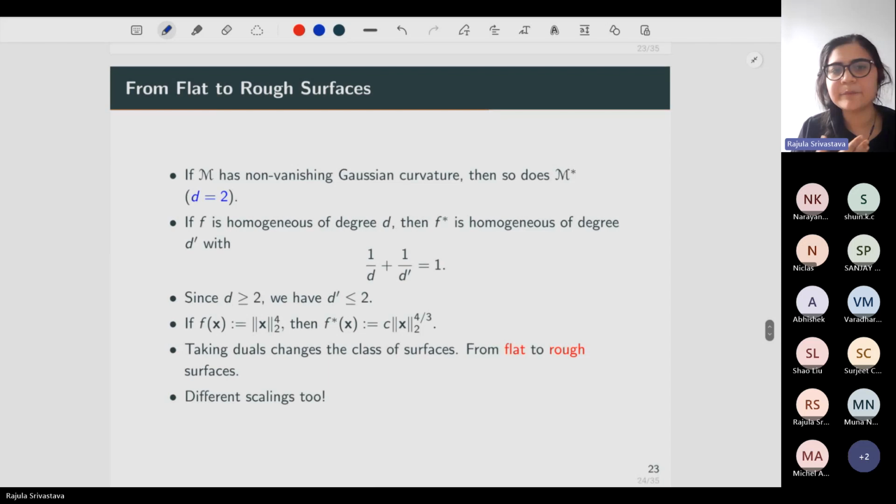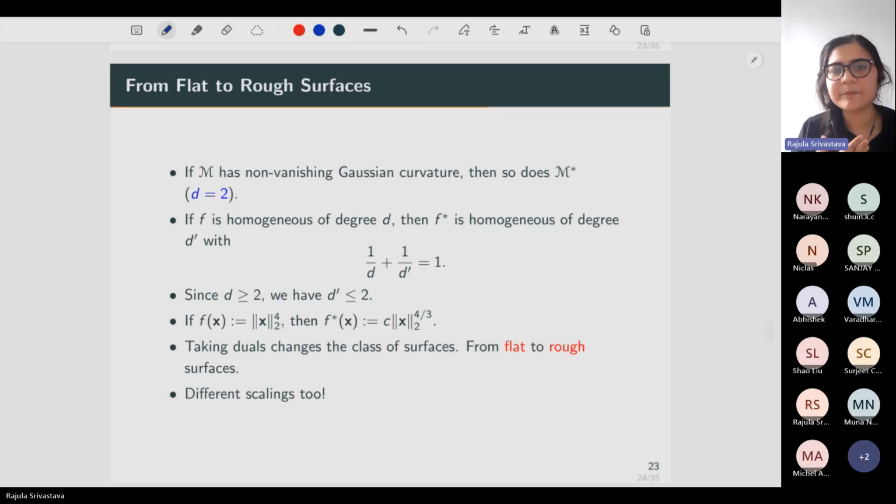So if your original surface has non-vanishing Gaussian curvature, then the dual will also have non-vanishing Gaussian curvature. So in Huang's case, he again ended up in the same situation geometrically, and you repeat the argument again. However, the moment you go bigger than 2, which is when things become flat, a new phenomenon starts to happen. So your d is bigger than 2, it turns out that your dual function will also be homogeneous, but of degree d prime, and d prime will be the Holder dual exponent of d.